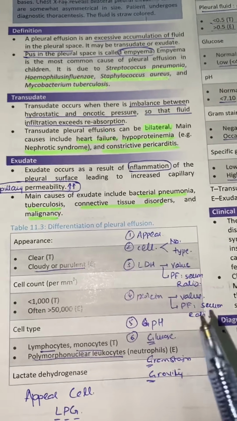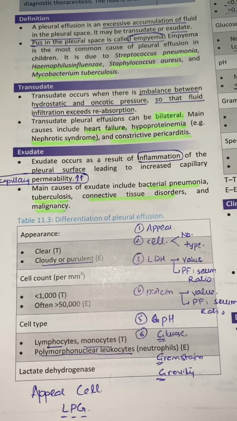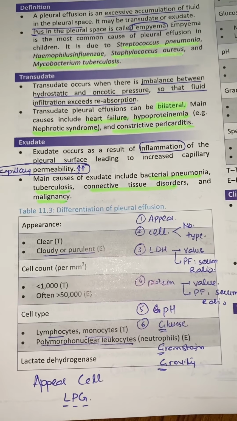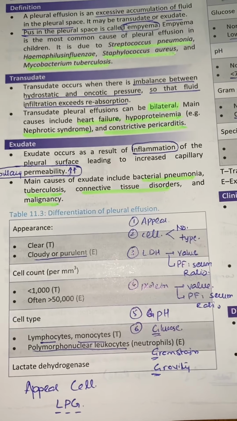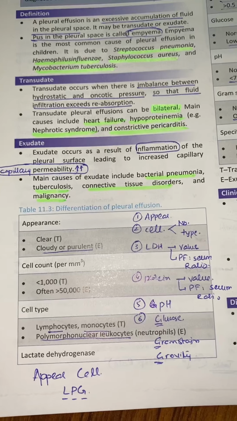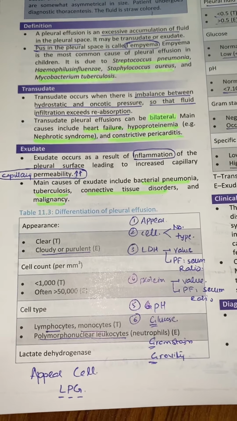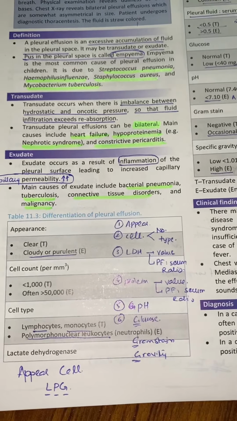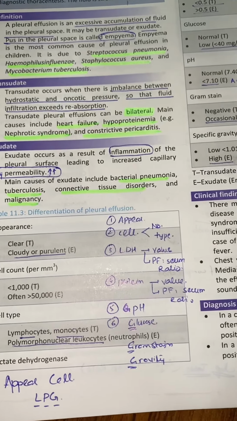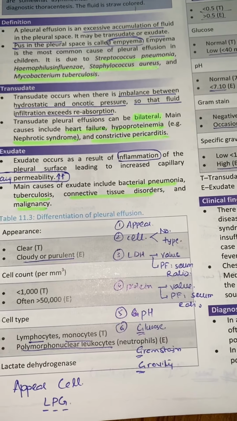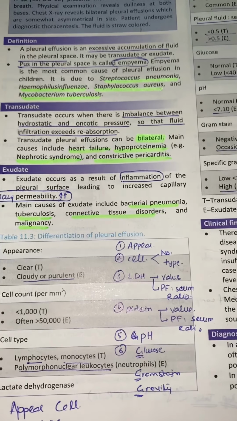So now coming to our main topic, how we can differentiate the two types of pleural effusion. For that I have made a very easy mnemonic: appear, cell, LPG. This is the mnemonic by which you can memorize all the points of differentiation between the two pleural effusions. One other main point is that in exudate all the things are increased except two major things, that is pH and glucose. Otherwise all are increased in exudate. Fine, then how to memorize them?